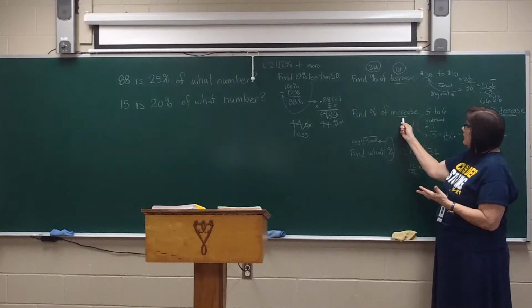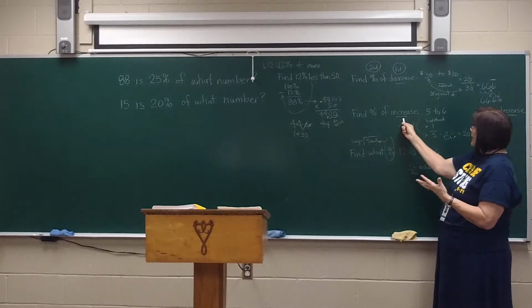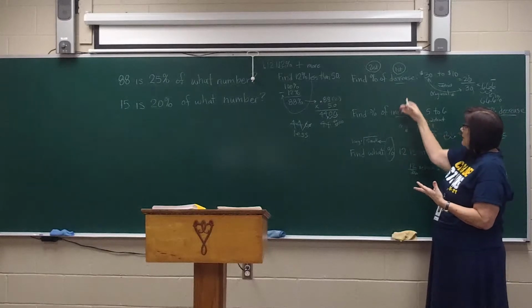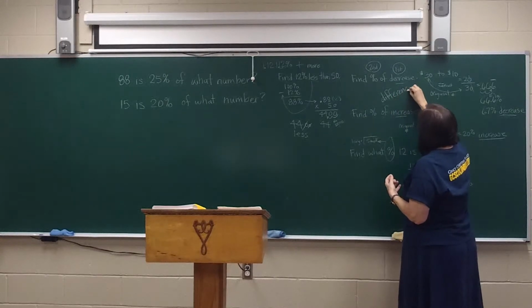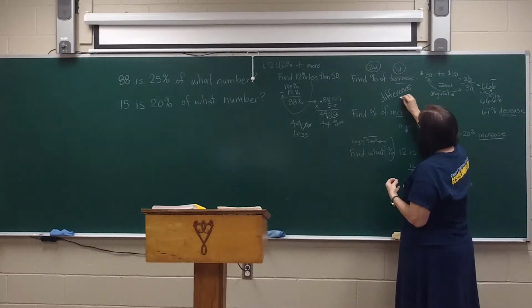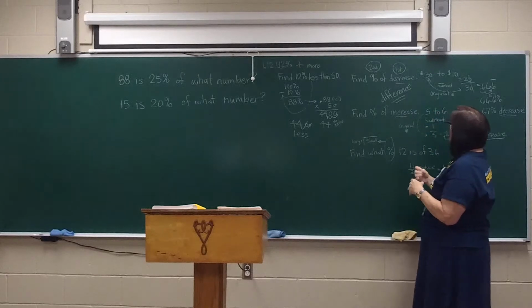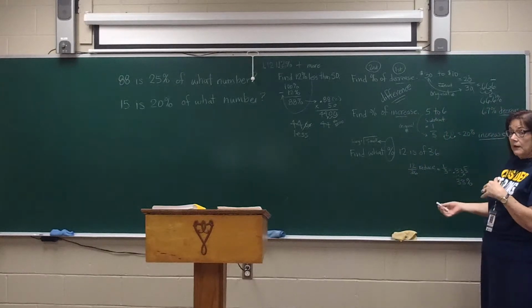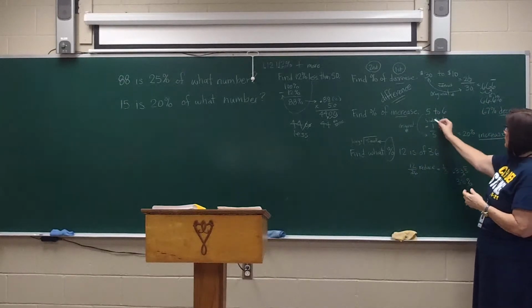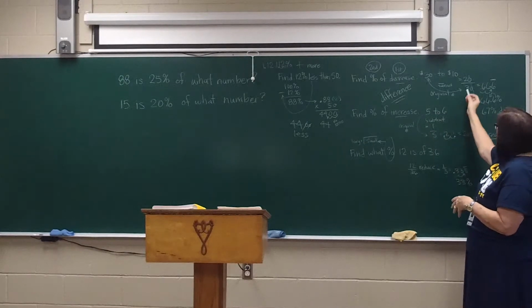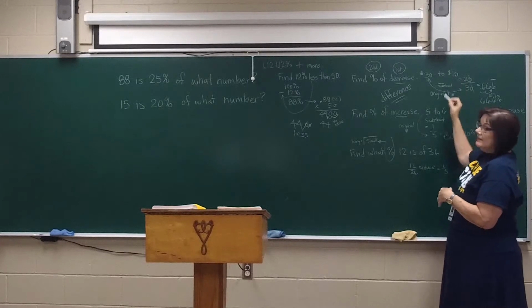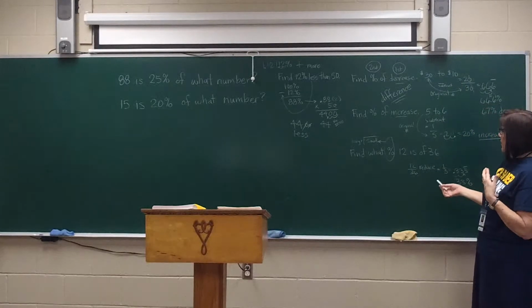This one is percent of increase, so you have to do subtraction first, or the percent of decrease. You have to find the difference between the two numbers, okay? Find the difference, and then you figure out if it's going up or down by looking at the numbers. We can look at this and tell that from 5 to 6 is an increase. We can look at this and say from 30 to 10 is a decrease. So that's the only part you have to know there.